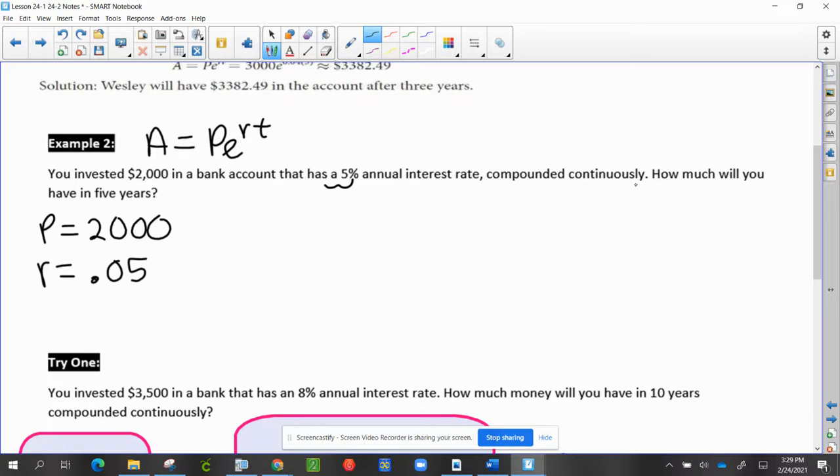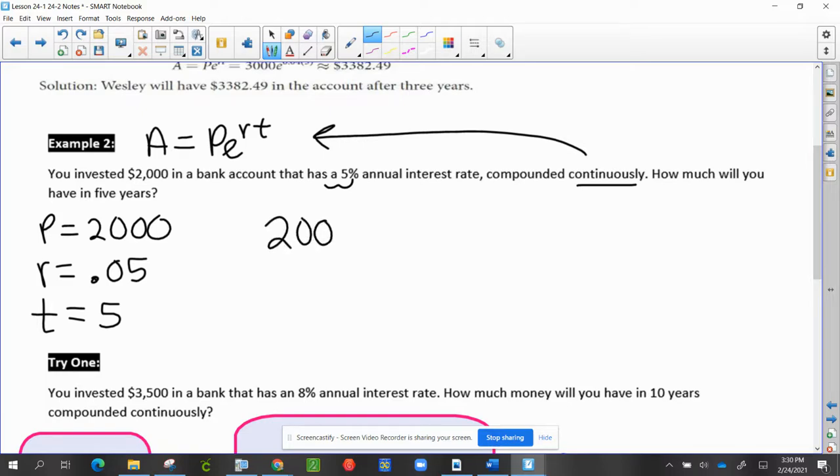Compounded continuously should be your cue that you're using this formula. How much will we have after 5 years? So there's our t. Let's put it into the formula. We have 2,000 times e to the r, so 0.05 times 5 power. Watch me put this in our calculator.